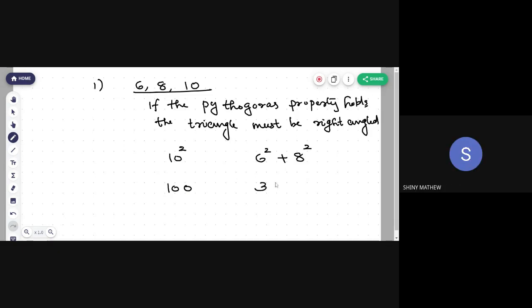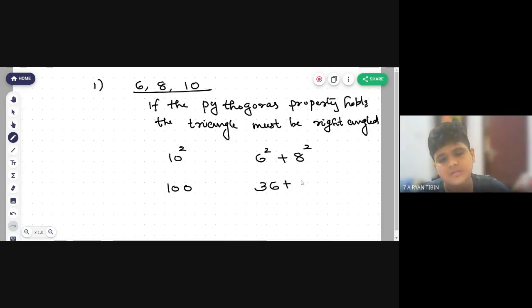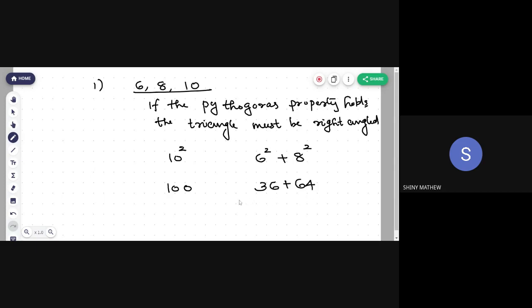36. 8 square is 8 into 8, that is 64. Then what is 36 plus 64? Is it 100? Yes, Miss. 36 plus 64, that is equal to 100. That means these numbers satisfy the Pythagoras property. That means it is a right angle triangle.